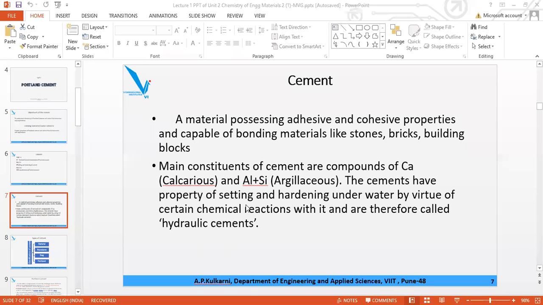What is important in Portland cement is the setting and hardening process. What is that? We will see in this lecture at the end. Now it forms a paste with water, and we can apply the cement only by using water. Therefore, the cement is also called hydraulic cement.